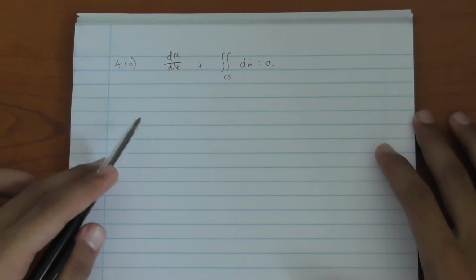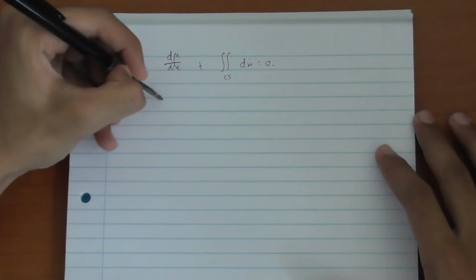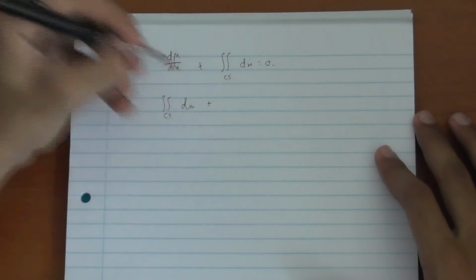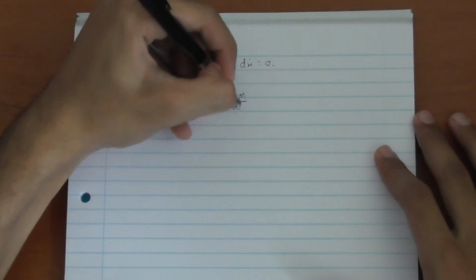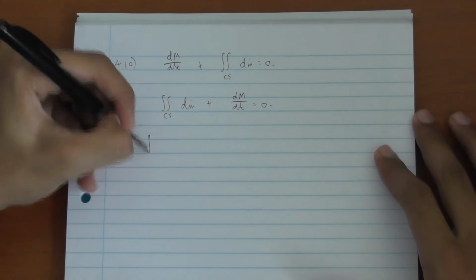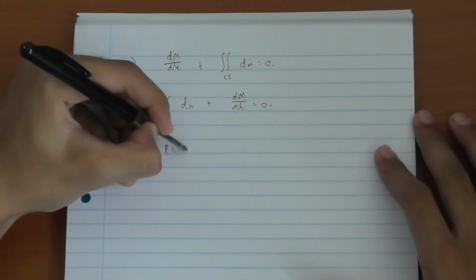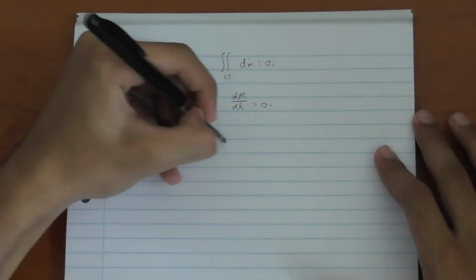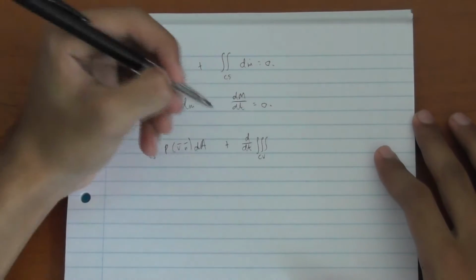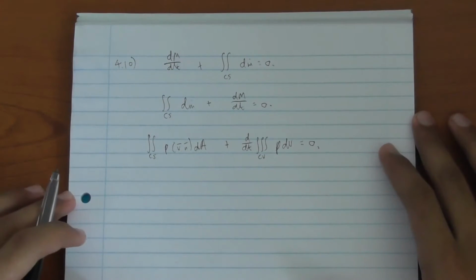The first thing I'm going to do is rearrange it a bit so it looks closer to the continuity equation. I'm going to put the double integral first over the control surface and then put dm dt equals 0. Now let's start from the continuity equation. We have the double integral over the control surface of rho v n dA plus d dt, triple integral over the control volume of rho dV, equal to 0.